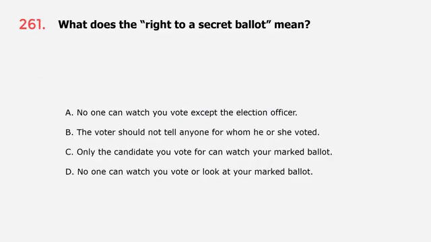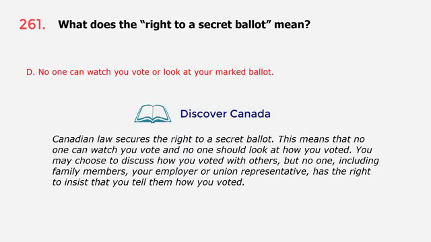Question 261. What does the right to a secret ballot mean? A. No one can watch you vote except the election officer. B. The voter should not tell anyone for whom he or she voted. C. Only the candidate you vote for can watch your marked ballot. D. No one can watch you vote or look at your marked ballot. The answer is D. No one can watch you vote or look at your marked ballot.